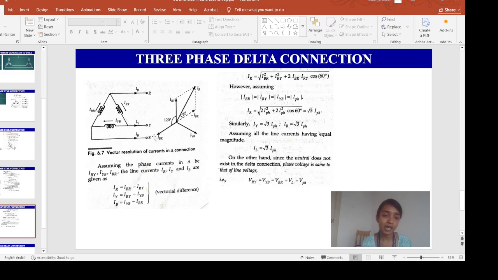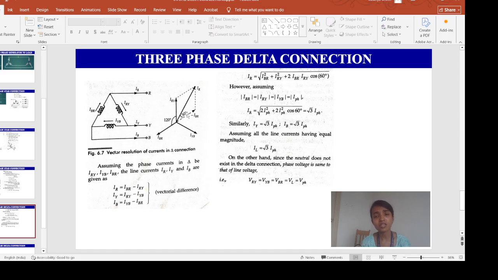Now this component is my IBR. If we extend it to the opposite side, it will be minus IBR. So this component is IRY, this component is minus IBR. Obviously their resultant will be IR as per this vectorial difference. The total angle between IRY and minus IBR is 60, so the angle between this resultant line current IR and the phase current minus IBR will be 30 degrees.